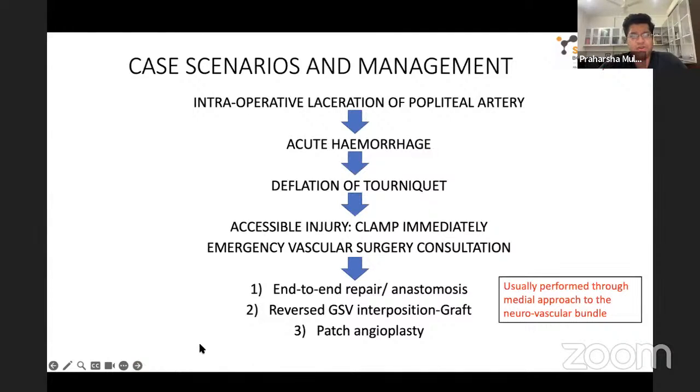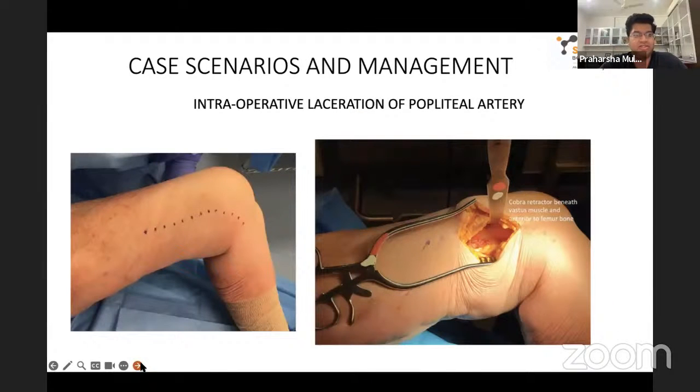So just a case scenario, you can have an intraoperative laceration, acute hemorrhage. When you deflate the tourniquet, you see the injury, you can clamp, and do emergency vascular surgery. You can either do an end-to-end repair or an anastomosis. They usually prefer to do a reversed vein graft, or you can do a patch angioplasty. But these are all, again, vascular surgeon related things.